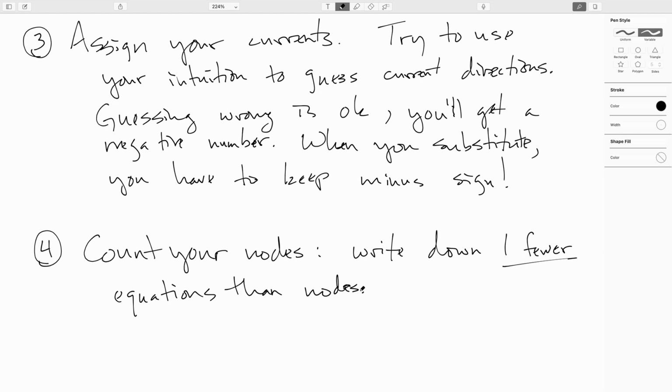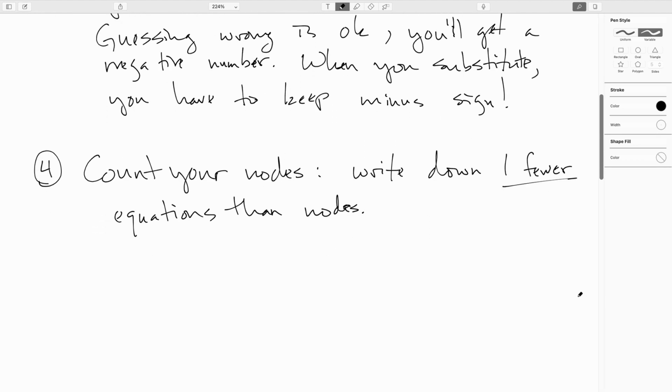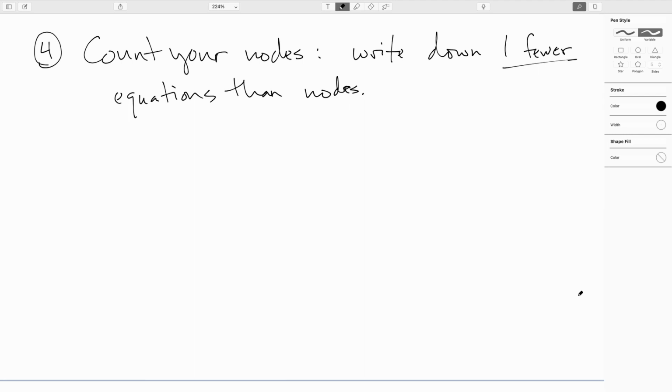So if you want to avoid that disaster, resist the temptation to write down the very last possible node equation. Stop one short, and you'll be good. Now, in almost any situation, once you've written down all of your node equations, you still will not have enough equations, because remember, when solving simultaneous equations, you always have to have as many equations as unknowns.